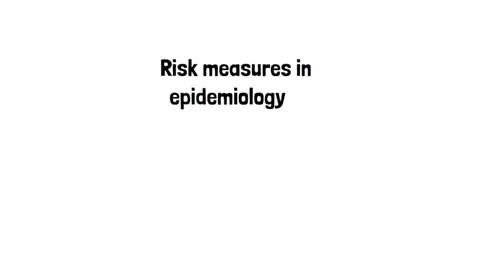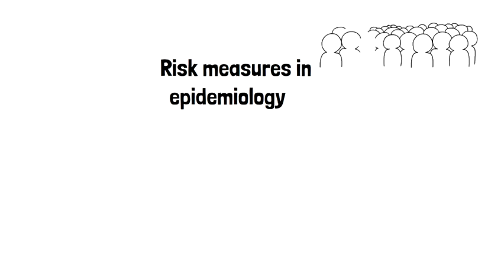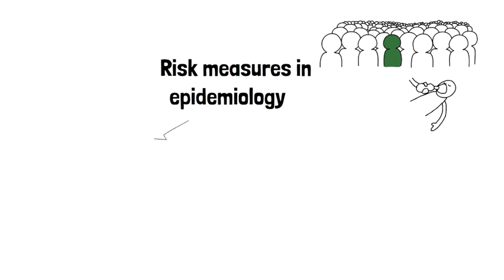Risk is the possibility of some event, and from an epidemiological perspective, it is the proportion of people in a population who are initially free of any outcome, for example any disease, who later develop the outcome, like any disease or illness, within a specified study time period. There are two types of risk measures in epidemiology.